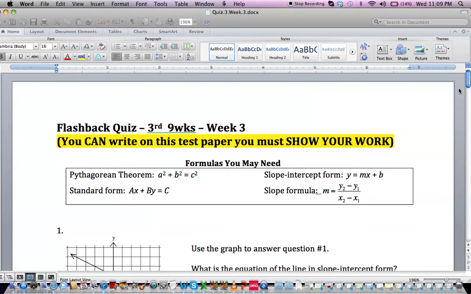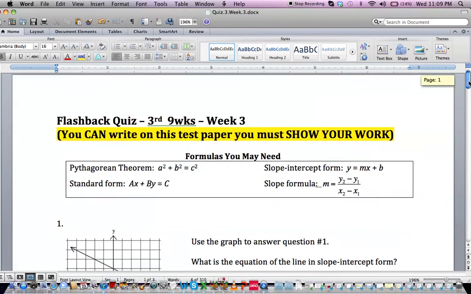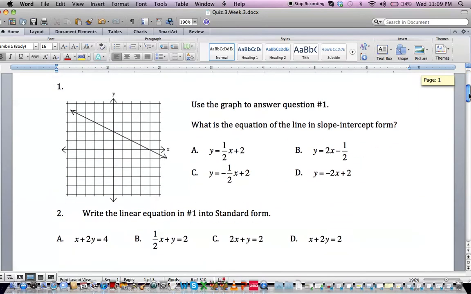All right, let's look at number 1. Use the graph to answer question number 1. All right, what is the equation of the line in slope-intercept form? All right, so basically what we need to do is find the equation that goes with this line. Here's some things you can do. First, find the y-intercept, and then find the slope, and then see which formula fits that.